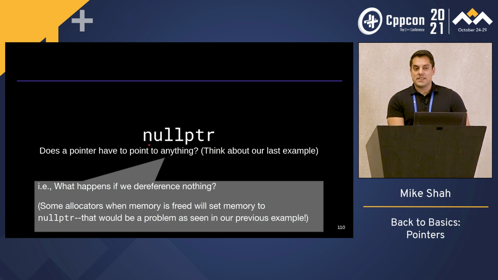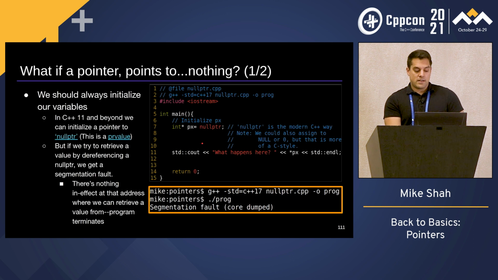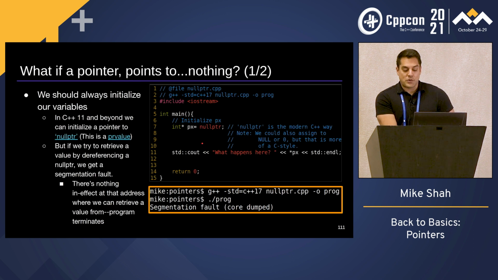Okay, so this concept of, does a pointer have to point to anything, or what if it points to nothing? We have this idea of a null pointer, okay? So a null pointer, from folks coming from a C background, is just like a value of 0. In C++, that's a little bit stronger. We have this actual sort of type here, nullptr. Okay, so let's actually look at an example.